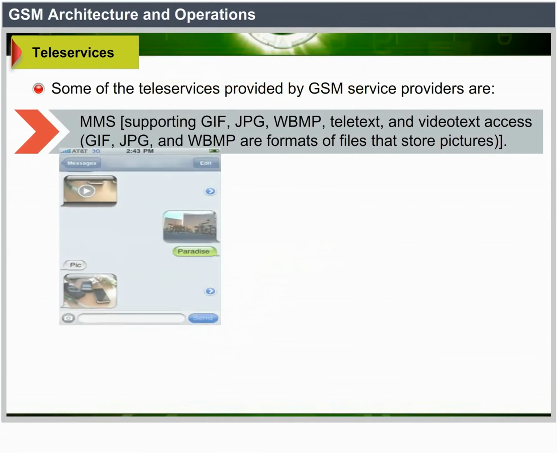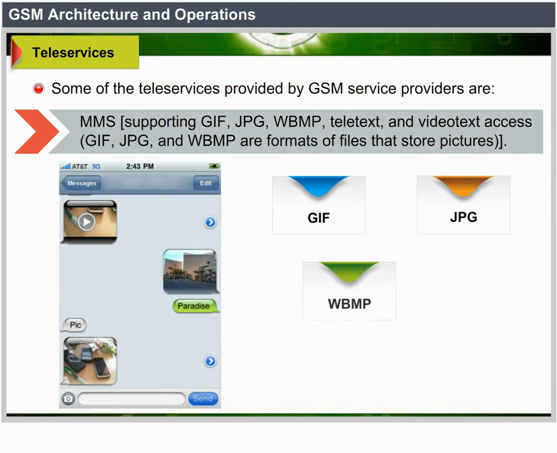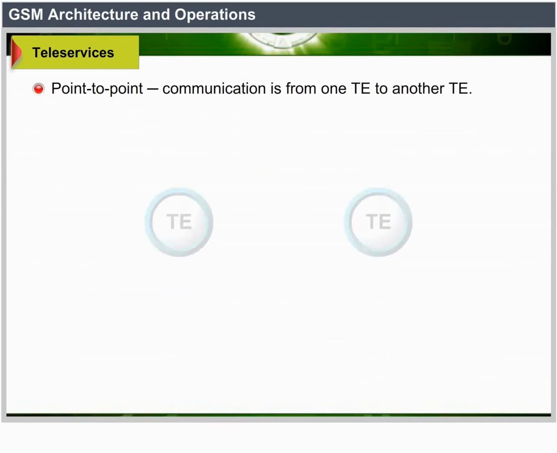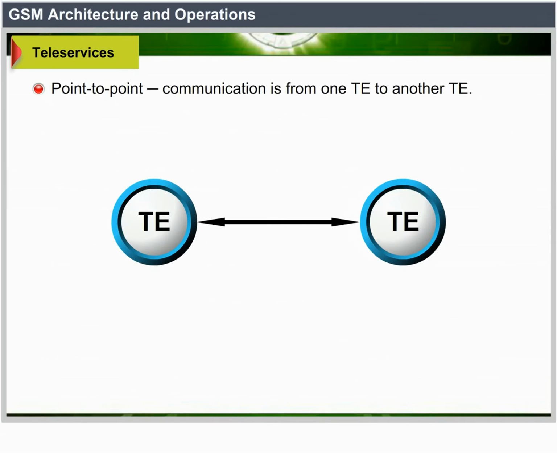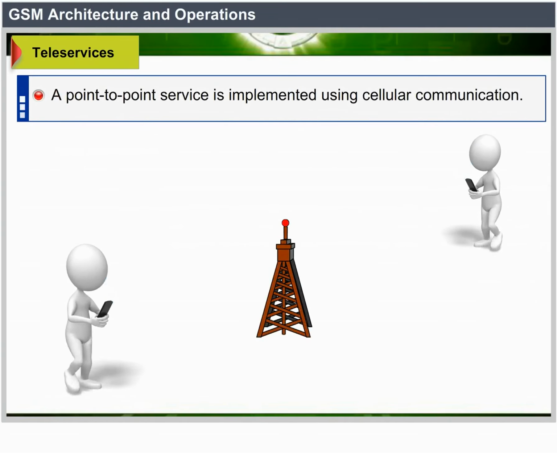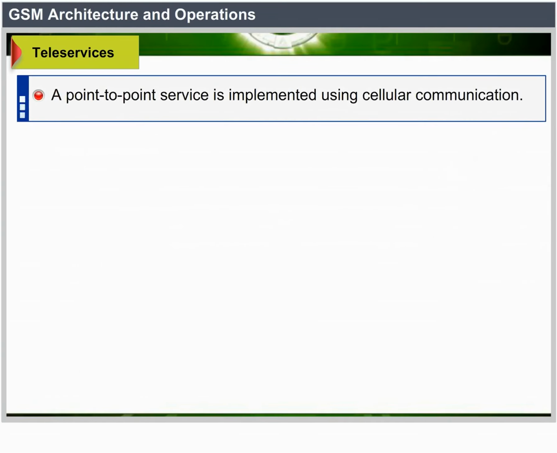emergency number, the international SOS number 112 for emergency calls, MMS supporting GIF, JPG, WBMP, teletext and videotext access. GIF, JPG and WBMP are formats of files that store pictures. Point-to-point communication is from one TE to another TE. A point-to-point service is implemented using cellular communication.